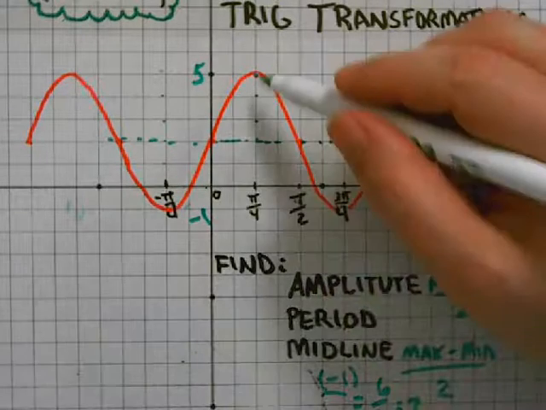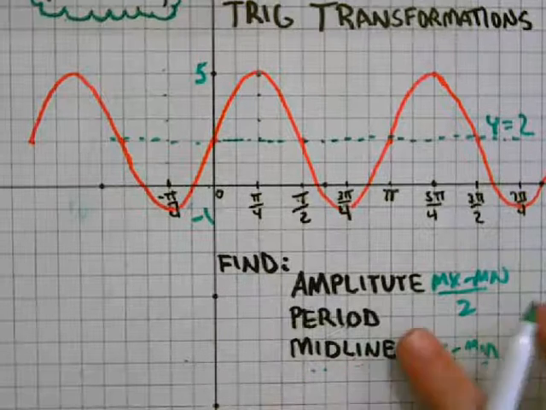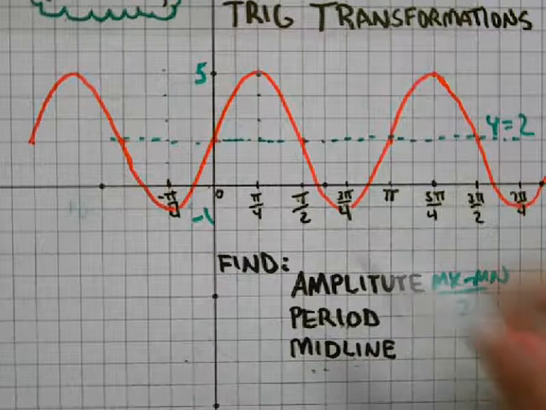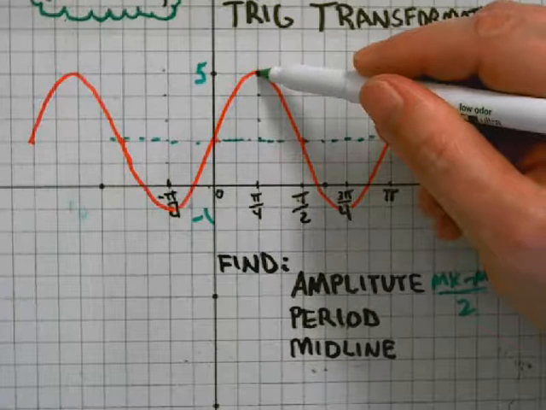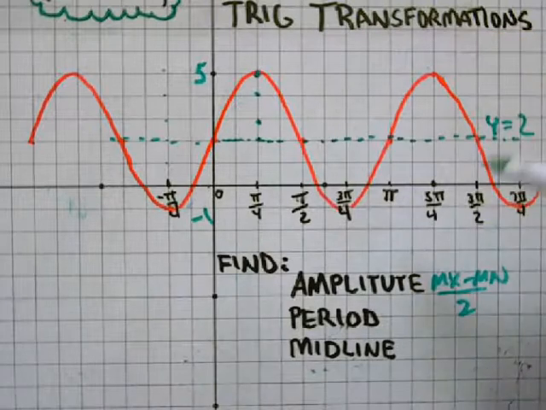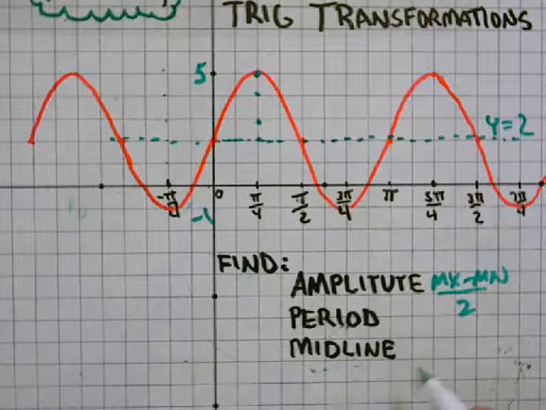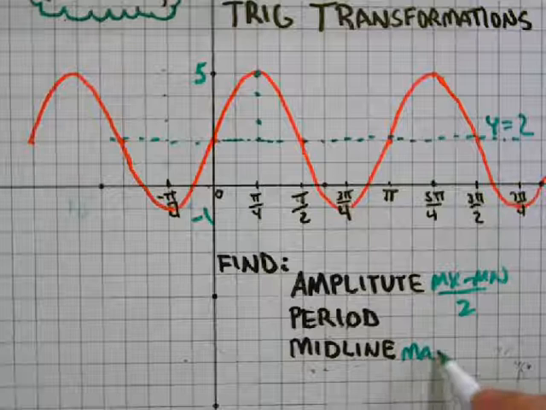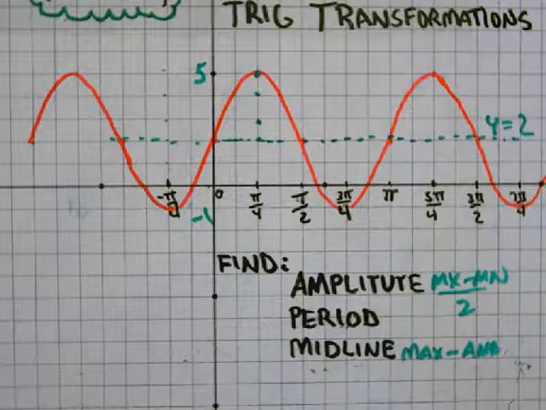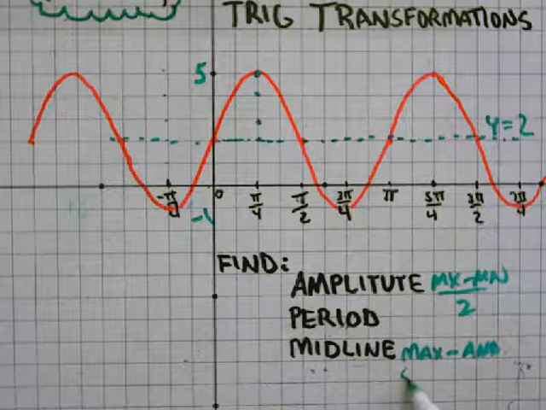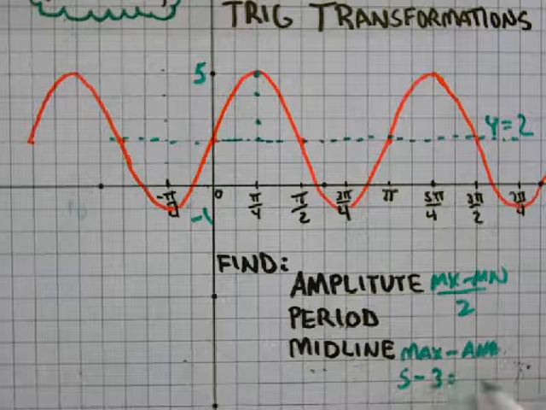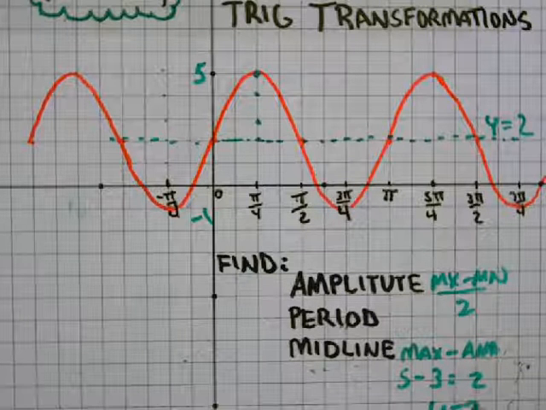Now, you would also do the same thing for the midline because you need the amplitude to go ahead and count down from your pink to get your midline. So 1, 2, 3. So the y equals 2. So you could say max minus the amplitude would give you the midline. So 5 minus the amplitude, which is 3, gives you 2. So y equals 2 is your midline. So it would work that way as well.